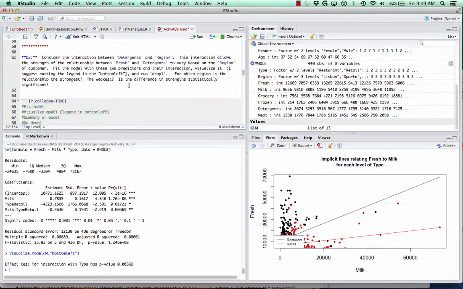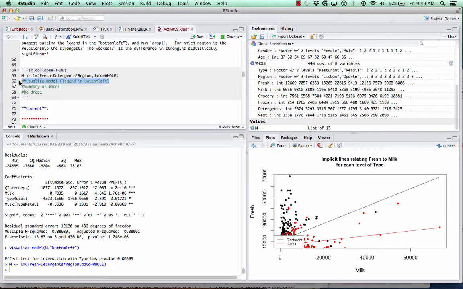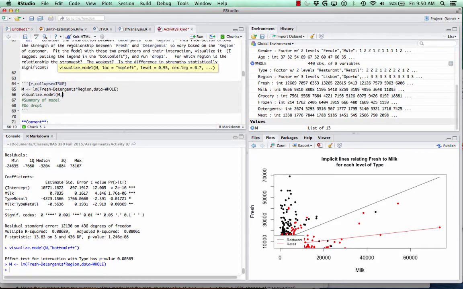Now let's consider the interaction between detergents and region. All right, so if I try to predict Fresh from the amount of money they're spending on detergents and the region along with the interaction, let's see what I end up getting. So without the interaction, we're assuming that the strength of the relationship between Fresh and detergents is the same regardless of the type of region I'm looking at, and that may not be the case. Some regions might have a stronger relationship, some regions might have a weaker relationship, and I'll go ahead and put the legend on the bottom left, and I'll add in the summary of the model and also the results of drop 1. Drop 1 because region is a multi-level categorical variable, not just 2 levels, and so to know statistical significance I have to do drop 1 and look at the effect test.